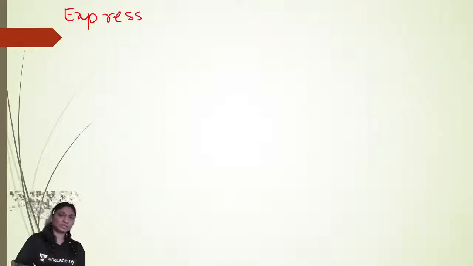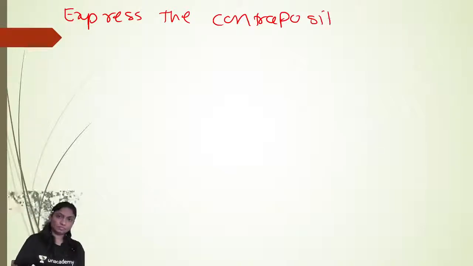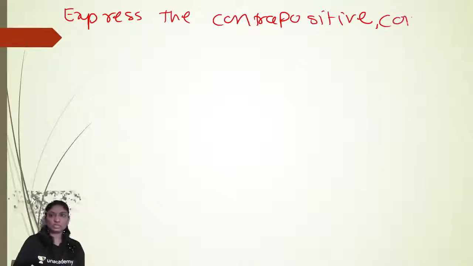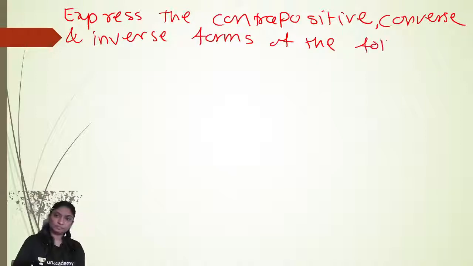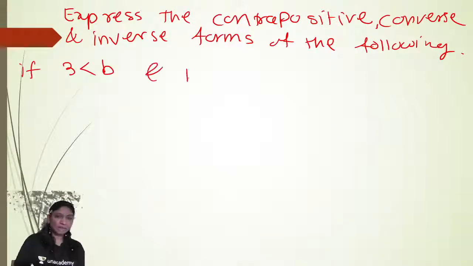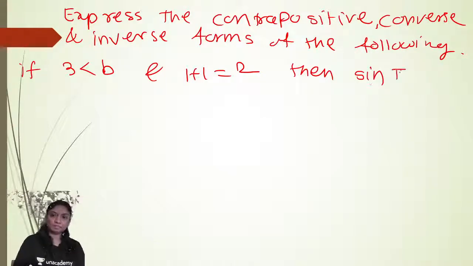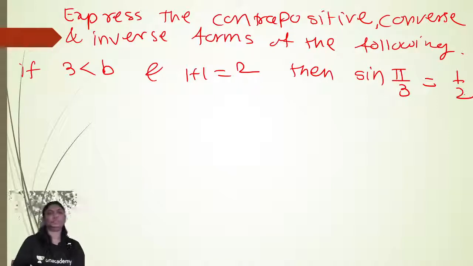Express the contrapositive, converse and inverse forms of the following statement: if 3 is less than b and 1 plus 1 is equal to 2, then sin pi by 3 is equal to 1 by 2.